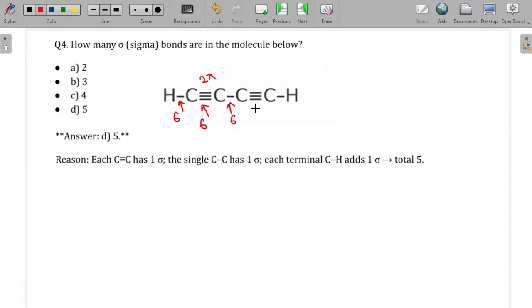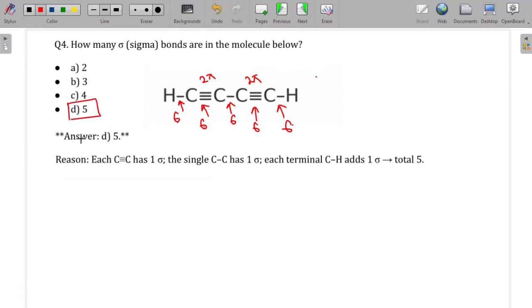This one is a triple, so one of them is what? Sigma, and then 2 of them are pi bonds. This one is a single bond, so it means that we have a sigma bond there. So how many sigma bonds? We can count 1, 2, 3, 4, 5. So in this molecule here, we have how many sigma bonds? 5.